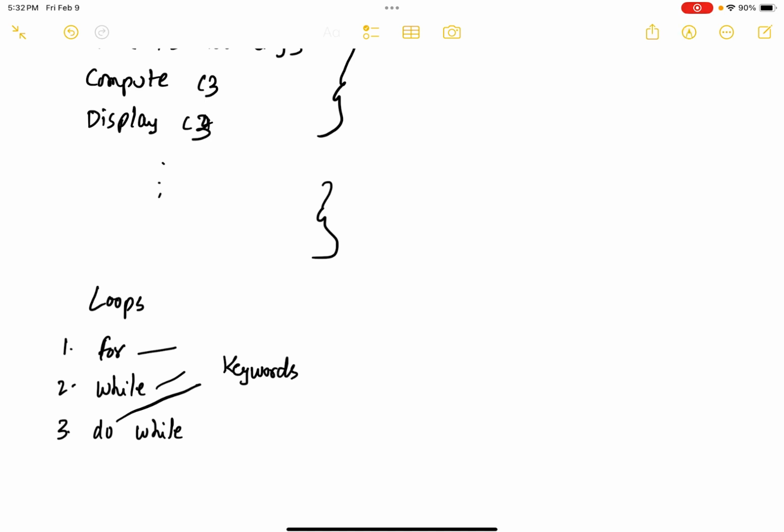So loops are used whenever you want to repeat a set of instructions over and over again. So loops are for executing a set of instructions repeatedly. Let's see how we can use loops to solve these problems.